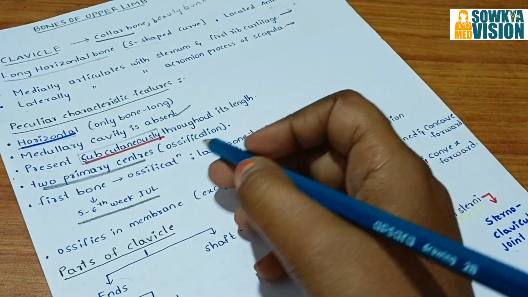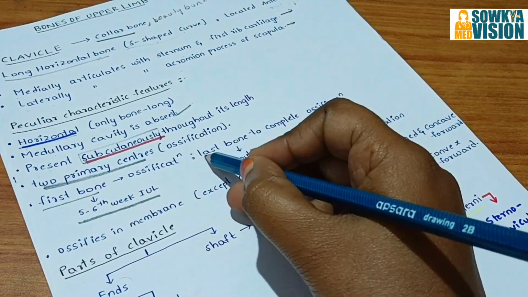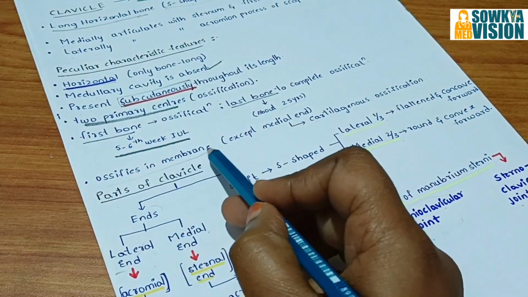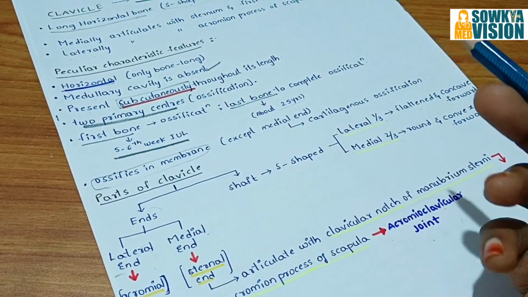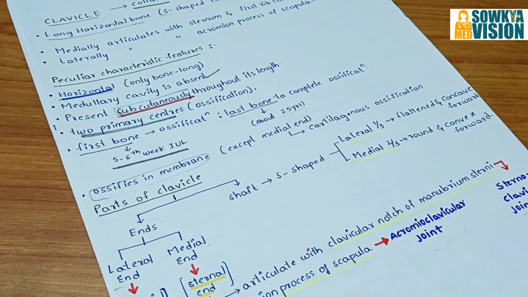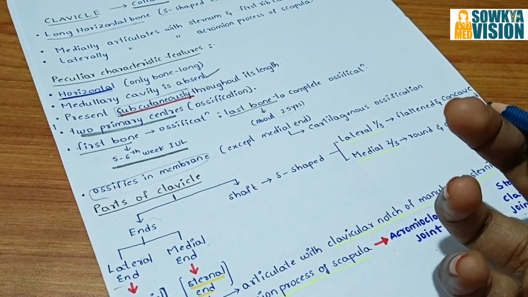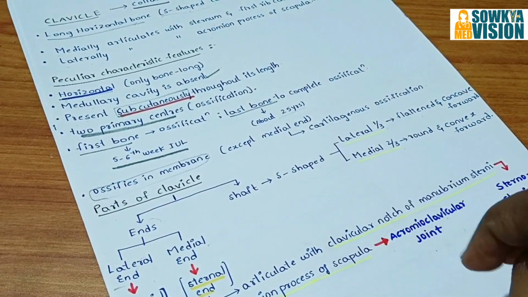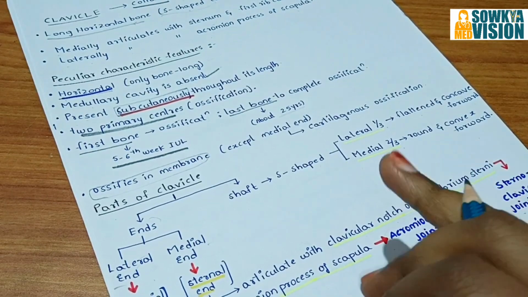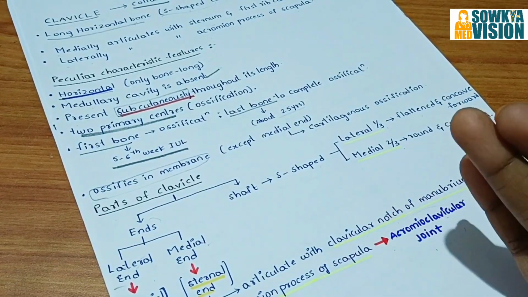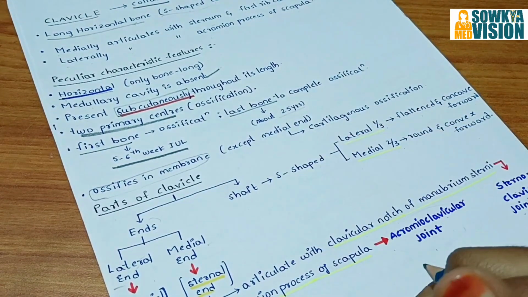Yes, this is the only bone that starts first ossification and completes last ossification. And it ossifies in membrane, yes, which makes the clavicle again peculiar. See, there are 2 types of ossifications, membranous and cartilaginous. All bones are cartilaginous ossification except clavicle.